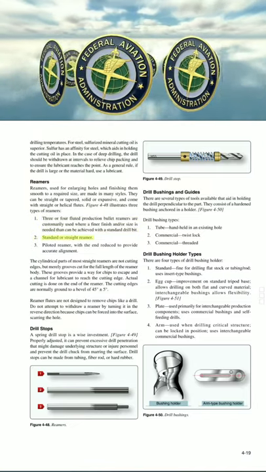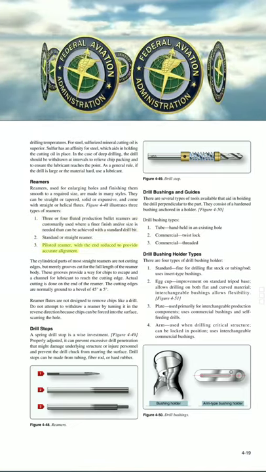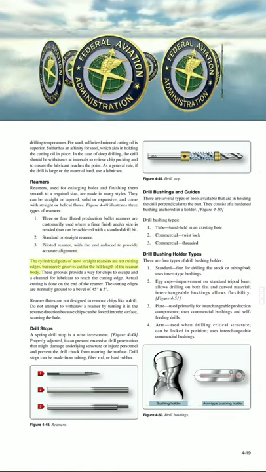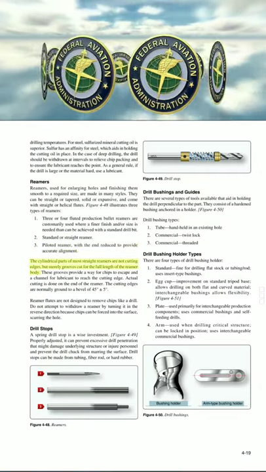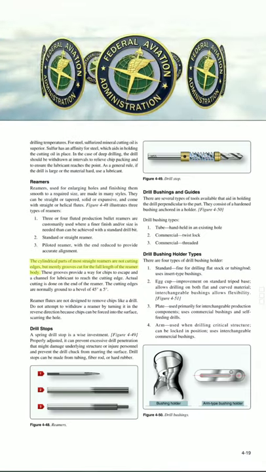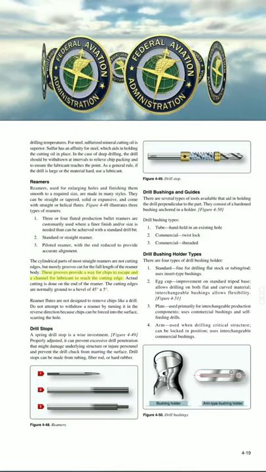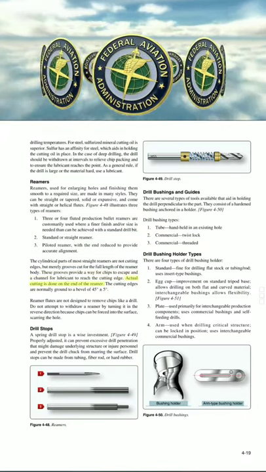2. Standard or straight reamer. 3. Piloted reamer with the end reduced to provide accurate alignment. The cylindrical parts of most straight reamers are not cutting edges, but merely grooves cut for the full length of the reamer body. These grooves provide a way for chips to escape and a channel for lubricant to reach the cutting edge. Actual cutting is done on the end of the reamer.